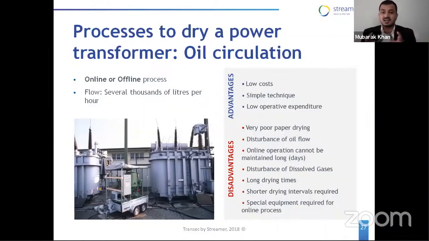So the DGA data which you are using for diagnostic analysis of a transformer is lost. So you cannot really rely on a DGA data of a transformer whose filtration you have done recently. Okay, so that is why this is a very important and very risky factor. It requires very long drying time, and we need to dry it very frequently, and special requirement for online purpose, of course.